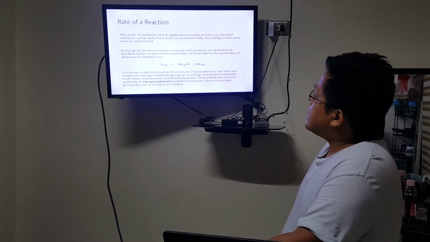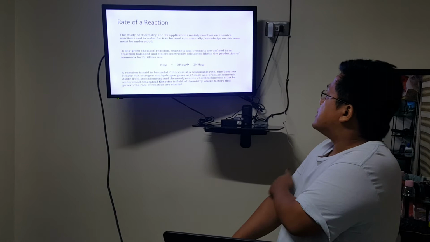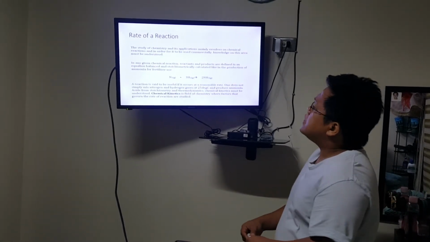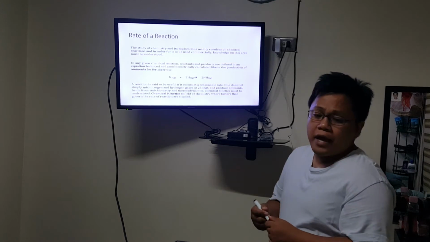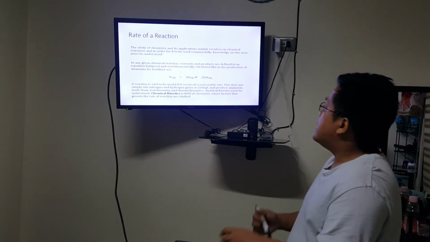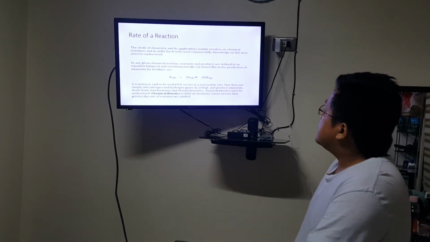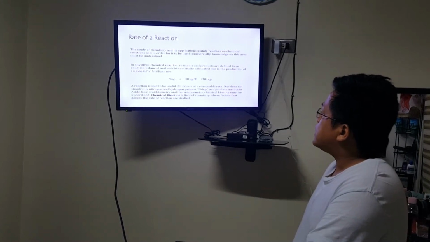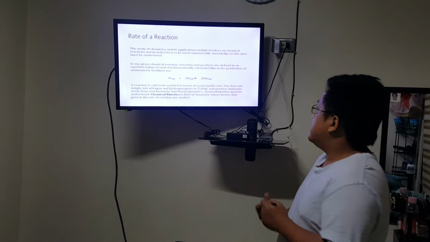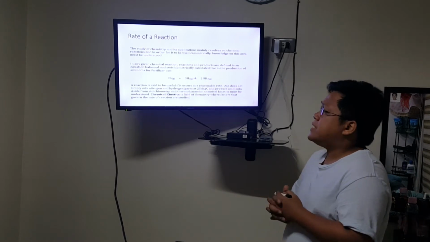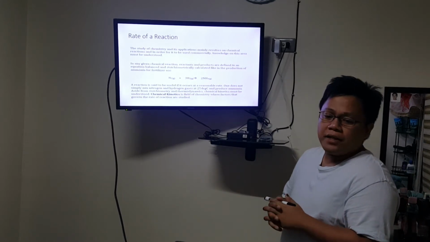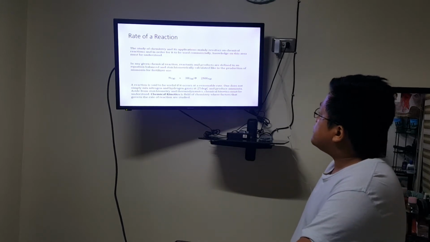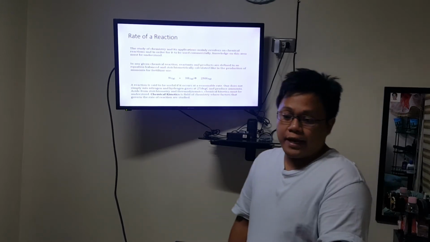A reaction is said to be useful if it occurs at a reasonable rate. One does not simply mix nitrogen and hydrogen gases at 25 degrees Celsius and produce ammonia. Aside from stoichiometry and thermodynamics, chemical kinetics must be understood. So chemical kinetics is the field of chemistry where factors that govern the rate of reaction are studied.